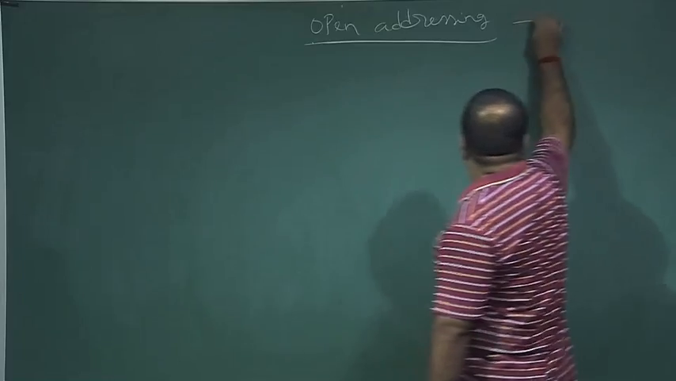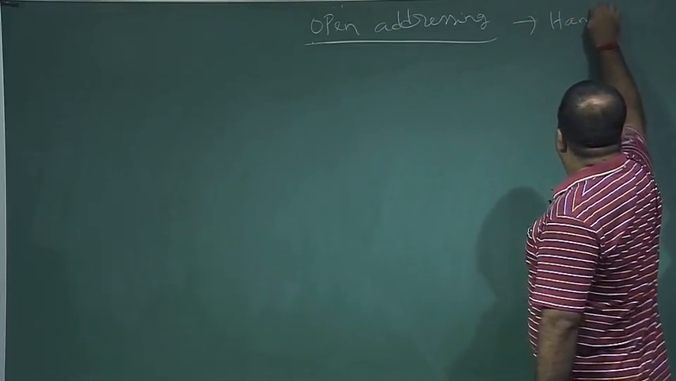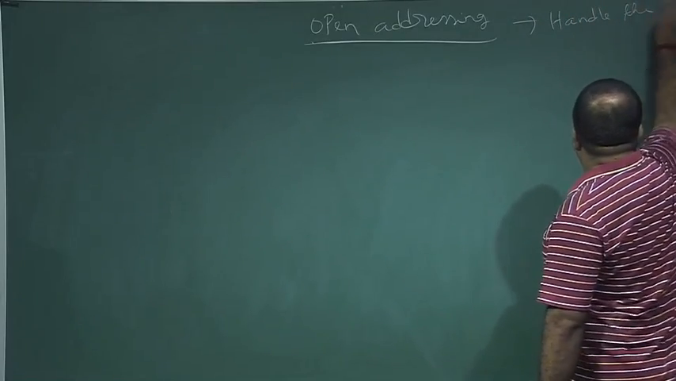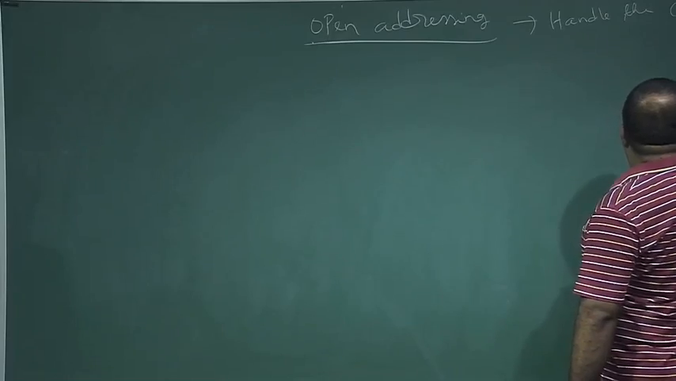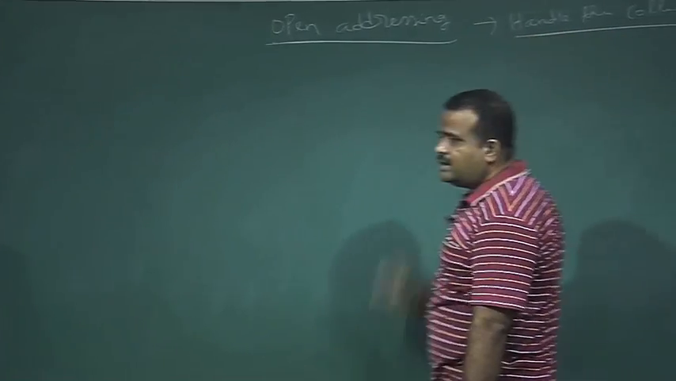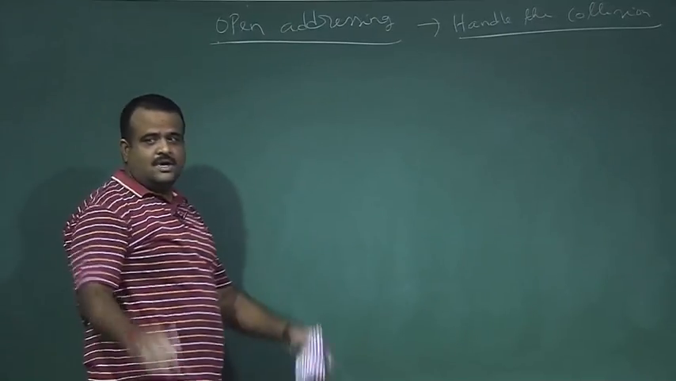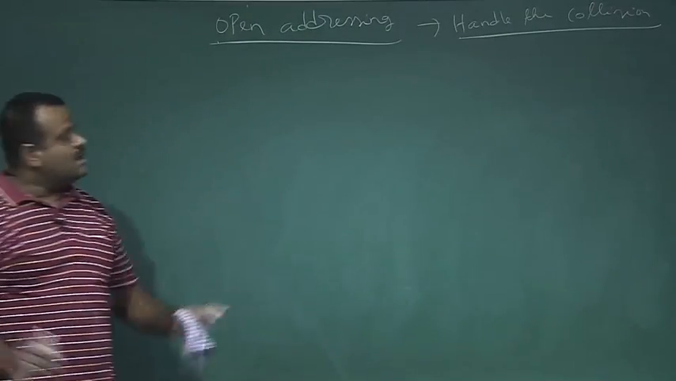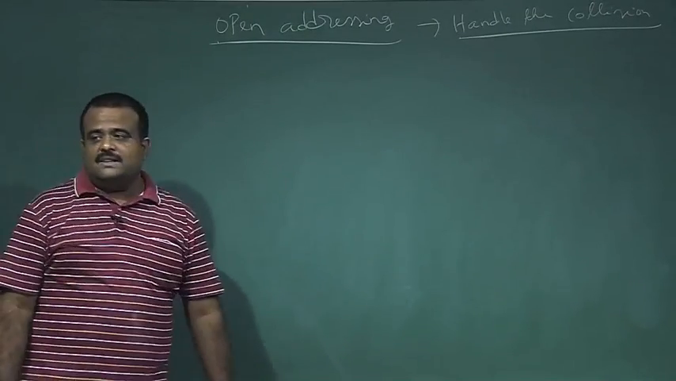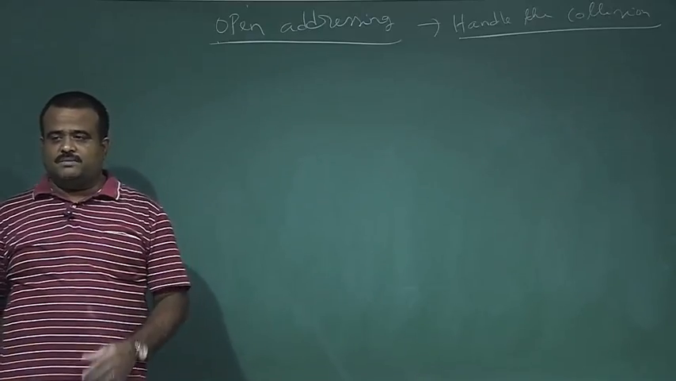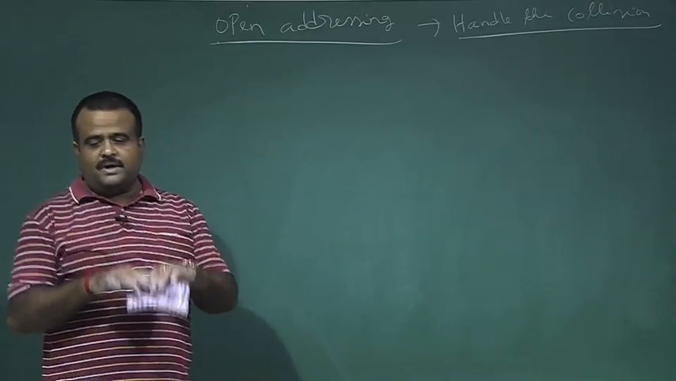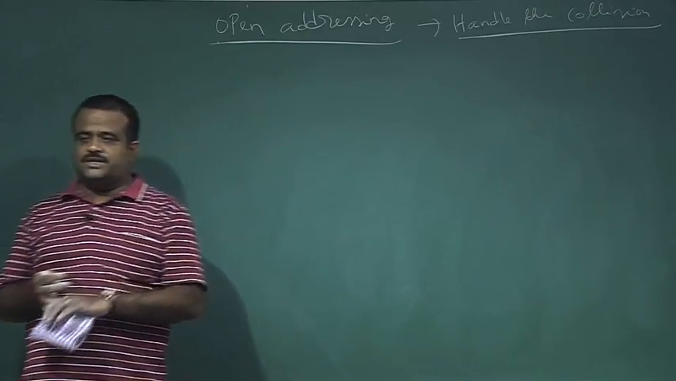Open addressing is used to handle collision. We cannot say there will be no collision in the hash function. Collision will be there because the domain size is bigger. One way of handling the collision we know is the chaining method, but in the chaining method we need to have a chain outside the table. So, extra storage is required.